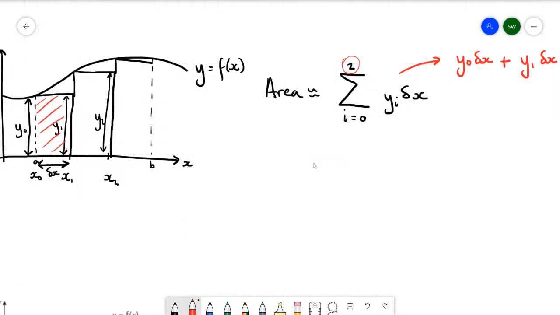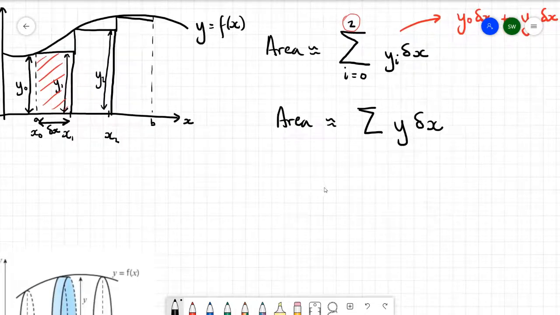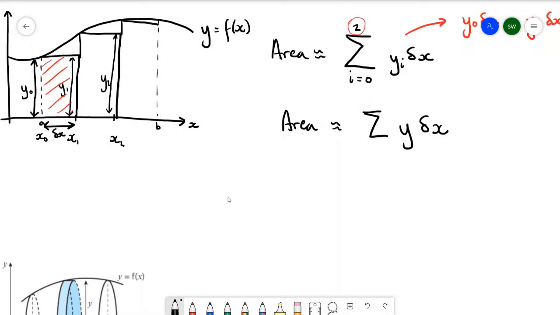So that we don't get too confused by this little i notation, I'm just going to say the area is approximately equal to the sum of y multiplied by delta x for each of those values of y. I'm going to drop the little i so it doesn't make it too confusing. So this is an approximation. The problem is, at the moment, just like when you do the trapezium rule, we're missing these areas here. So at the moment we've got an underestimate.